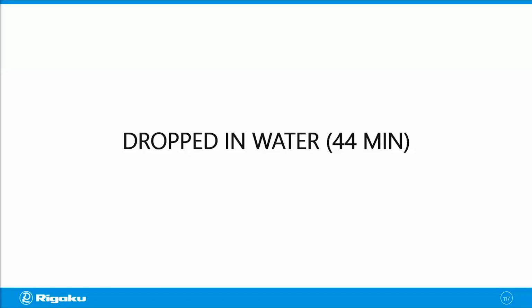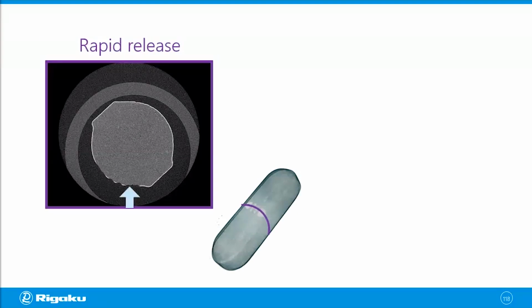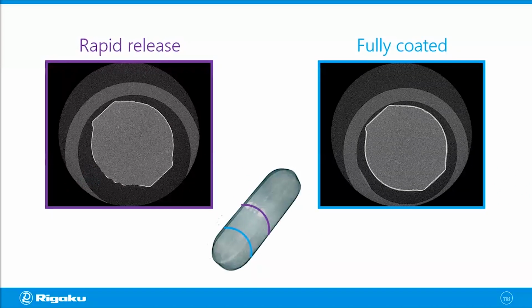The last example I want to show you is a change that happens a little bit quicker. So we're going to drop one of those painkillers in water and see what happens in 44 minutes. So this is the premium brand painkiller. And remember that at the center area, you have those holes for rapid release. But if you look at this part, it's fully coated and you have 2 layers of coating. Those cross sections are showing 0-minute dry state. Now we're gonna pour water over this tablet and see what happens.